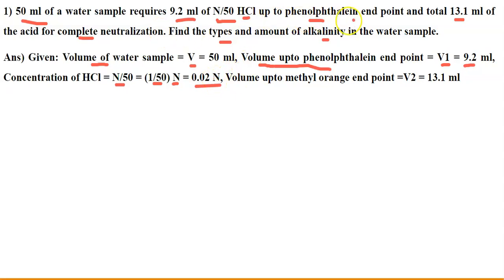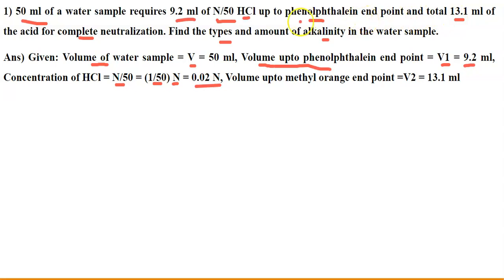Further, it is given for the methyl orange endpoint. We know that in this alkalinity experiment we use two indicators: one is phenolphthalein, the other is methyl orange. After the phenolphthalein changes its color from pink to colorless, we add methyl orange to it, and when methyl orange is added, it changes its color from yellow to orange.